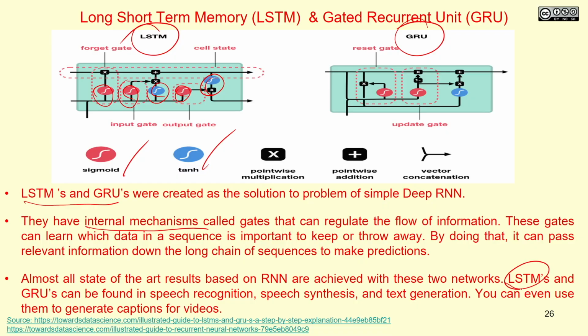By doing that, they can pass relevant information down along the chain of sequences to make predictions. So there is some kind of attention over the important variables, and some kind of distraction for the unimportant variables, which it removes or omits. In the case of RNN, these two networks, LSTM as well as GRU, are very well applied in speech recognition, speech synthesis, text generation, and even video recognition.